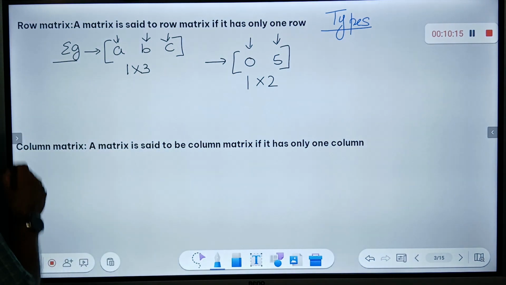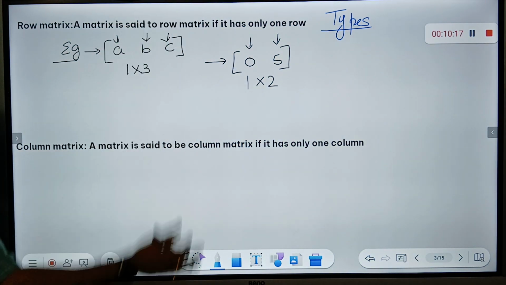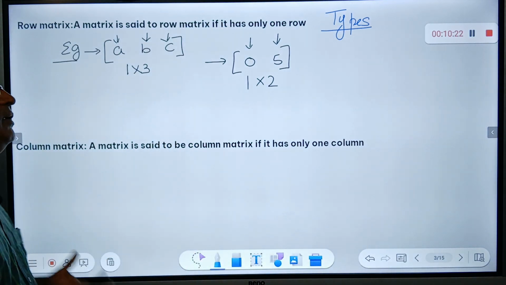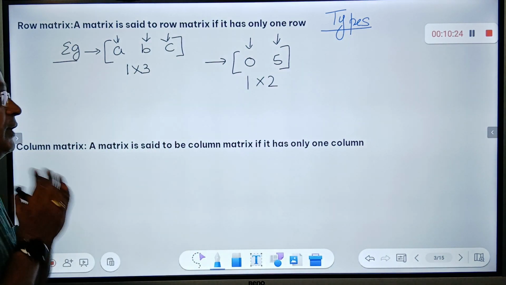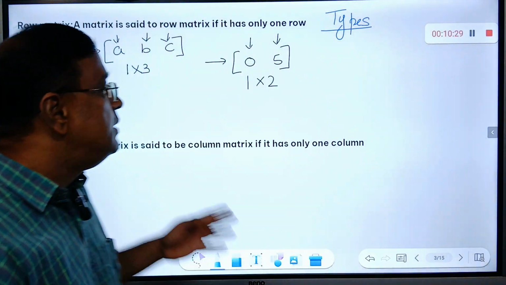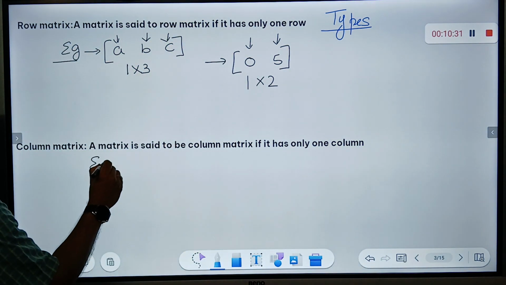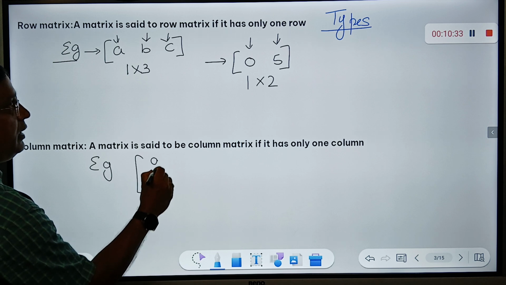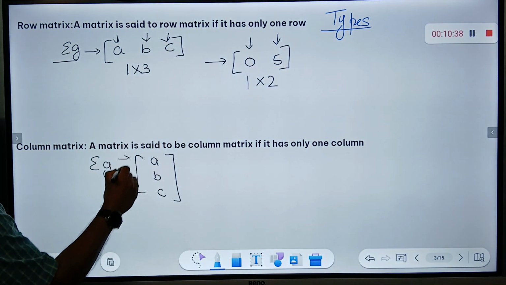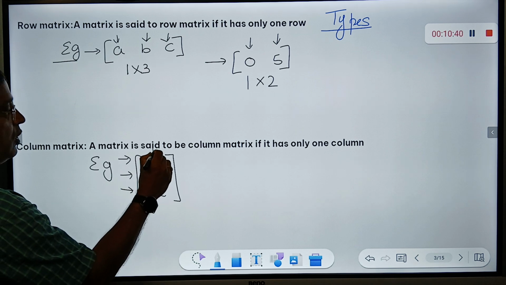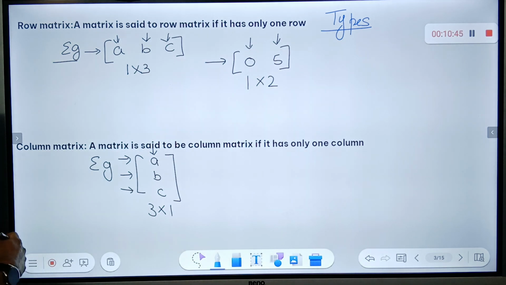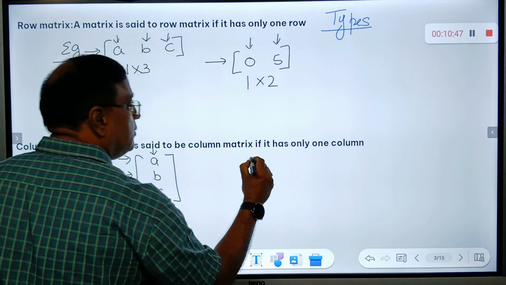Now, what is a column matrix? If you have understood row matrix, then column matrix is very simple. If the number of columns in a matrix is only 1, and it can have any number of rows, then it is called a column matrix. Now what is an example? A, B, C. Look at this. It has 3 rows and it has only 1 column. So what is the order? 3 by 1. Let's take one more example.